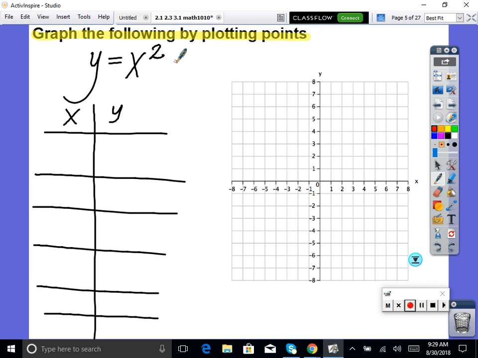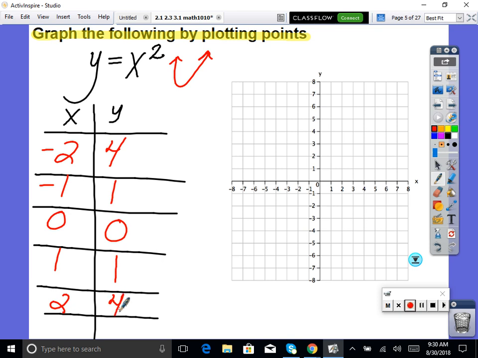However, we do know quadratics are curved, correct? Okay, let's plug in -2, -1, 0, 1, and 2. So -2 squared is -2 times -2, 4. -1 squared is 1, right? 0 squared is 0. 1 squared is 1. 2 squared is 4. So over -2 up 4, over -1 up 1, over 0 up 0, over 1 up 1, over 2 up 4.